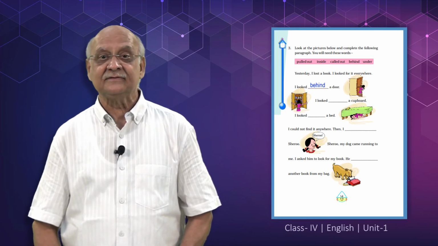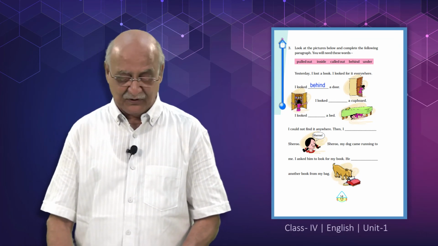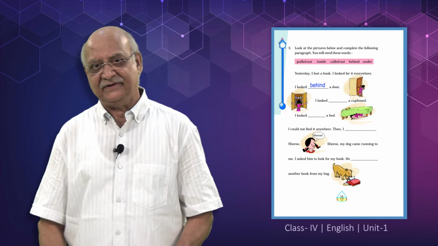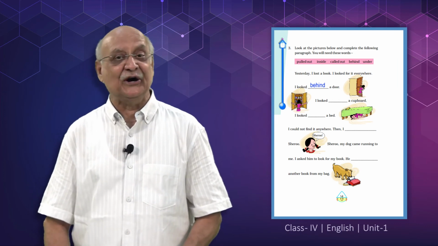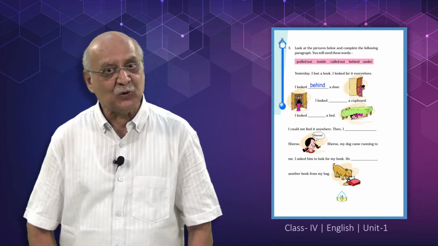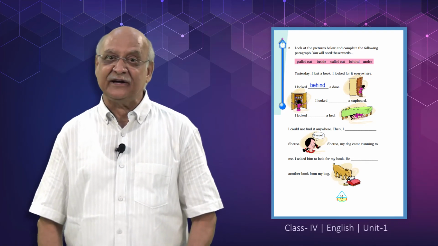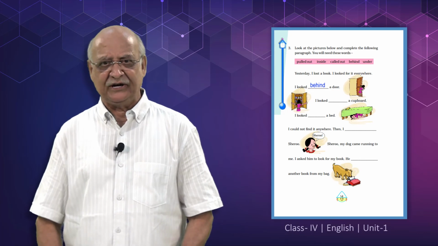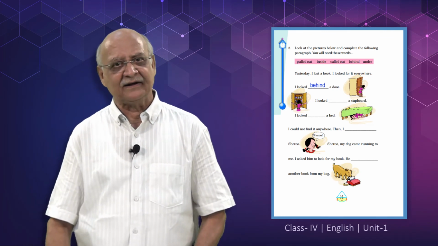I looked blank a cupboard. What is the word there? All right, I won't give you the answer. You can find out the answer yourself. I looked blank a bed. And where is the girl? Under the bed. I could not find it anywhere. Then Sheru. Who is Sheru? My dog. Sheru, my dog, came running to me. I asked him to look for the book. And what did he do? He blank another book from my bag.